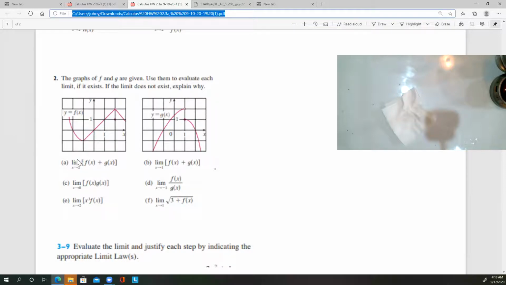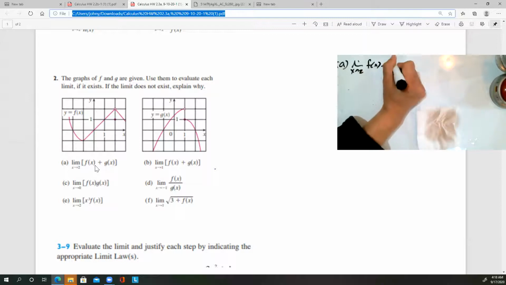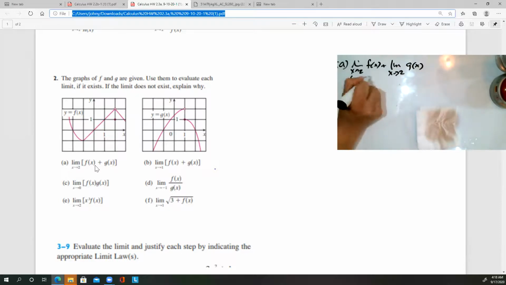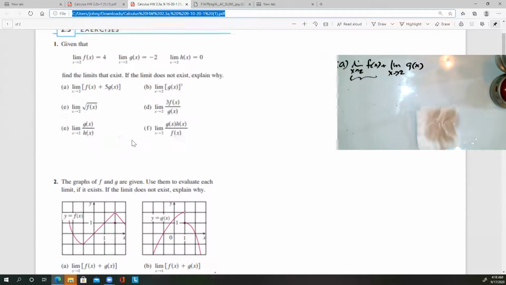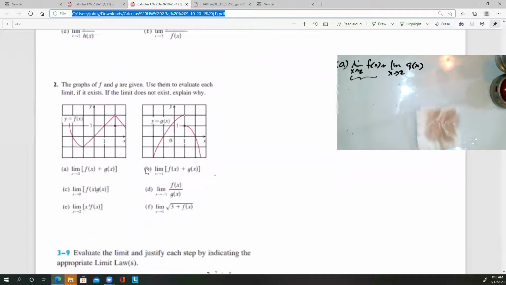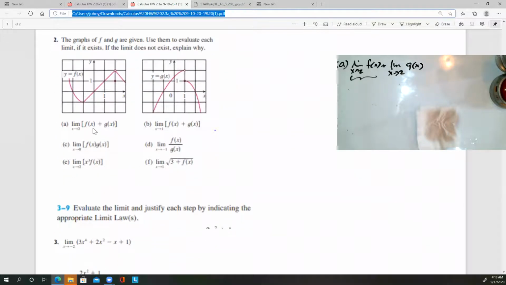We can distribute to this inside, okay? It becomes the limit as x approaches 2 of f of x plus the limit as x approaches 2 of g of x. Well, according to the graph, because they don't give you equations like here, they give you a graph, right? As x approaches 2, here's 2, x equals 1, x equals 2. From both sides, my output, or my y value, is going towards 2, right?